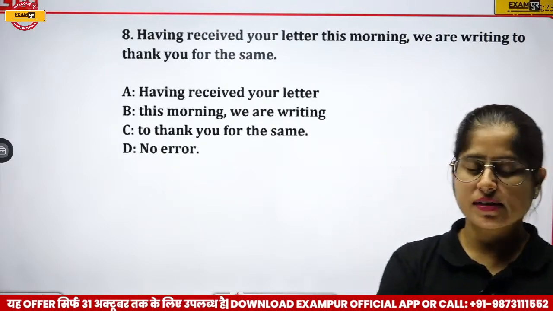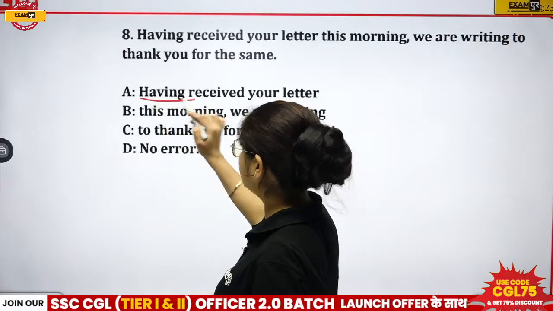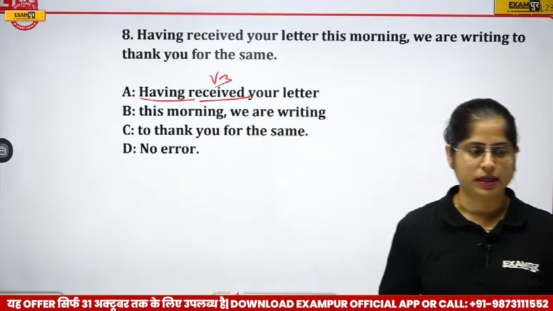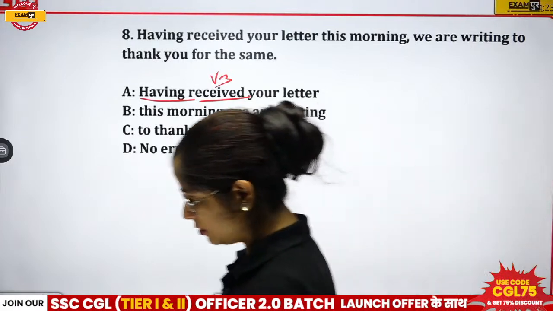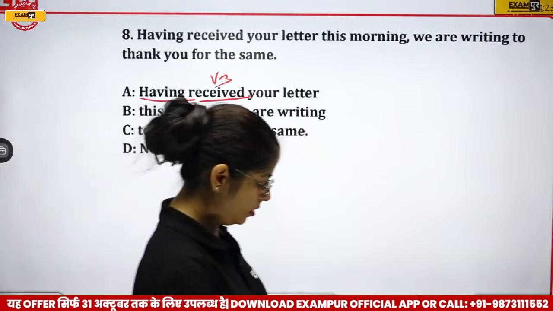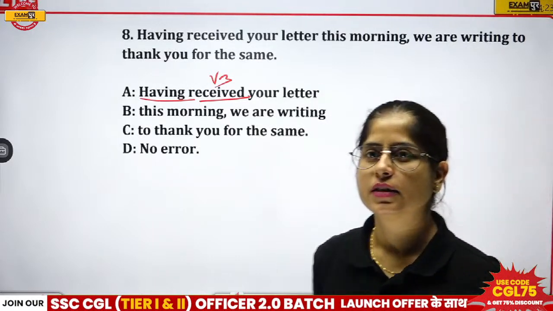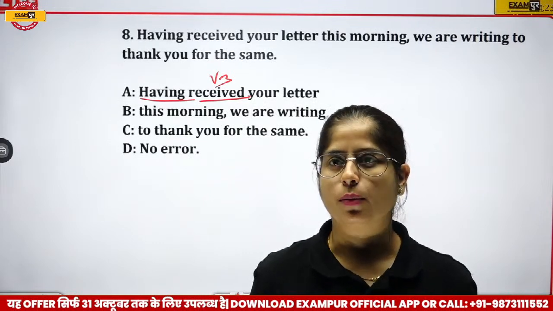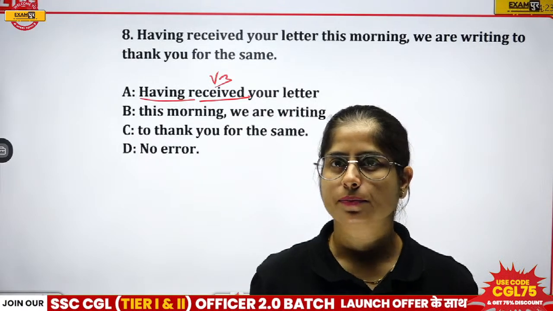Sarthi and Albert, what is the error? Having received. Have form, that is known as perfect participle, and received, V3. Which part has the error? Tell me. Receive, no. Having received is correct. With have, you will use only V3 form, verb third form. So that is correct. That doesn't have any error.